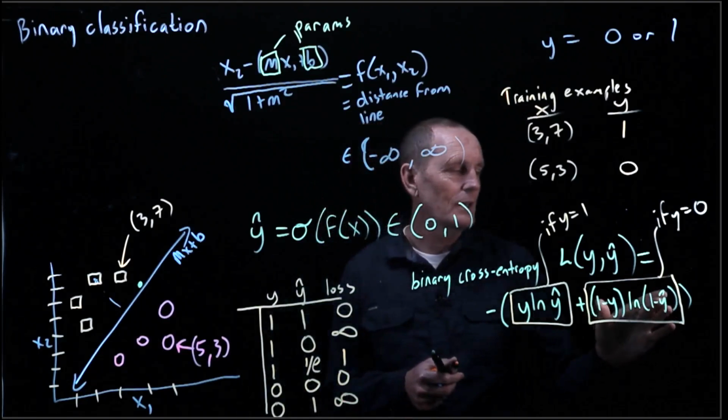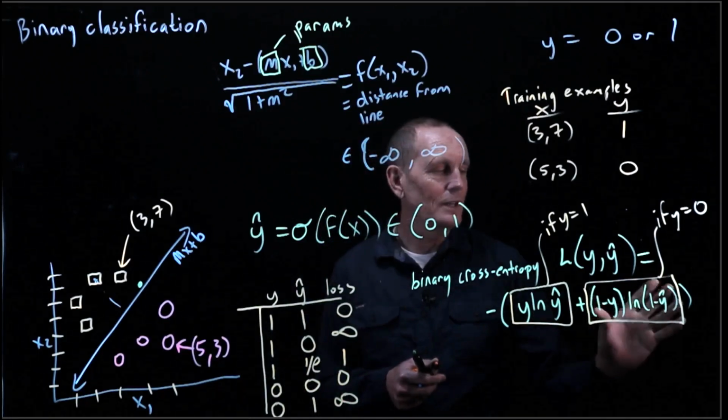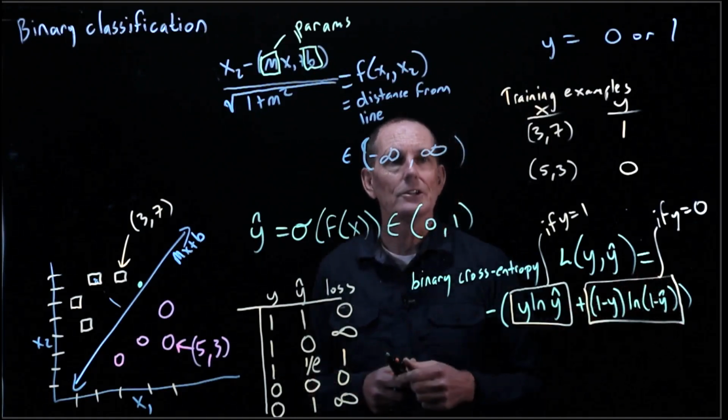So it will approach it again as y hat gets closer and closer to 1. This value is going to get larger and larger and larger.